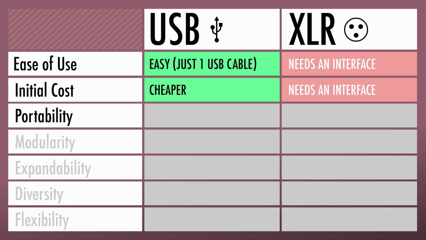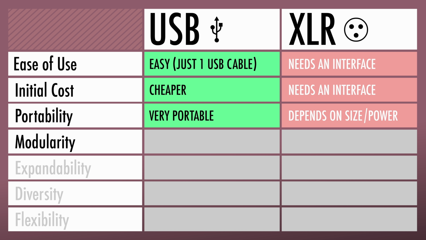When it comes to portability, USB mics are super portable and don't require you to haul around extra hardware and cables. The portability of an XLR and interface combo depends mostly on the size and the power requirements of the interface. Plus, you'll need a few extra cables.